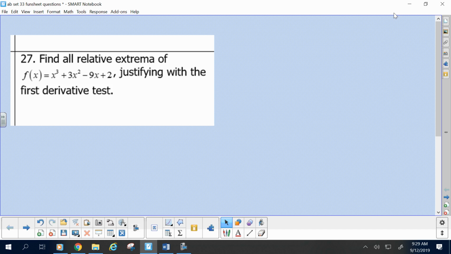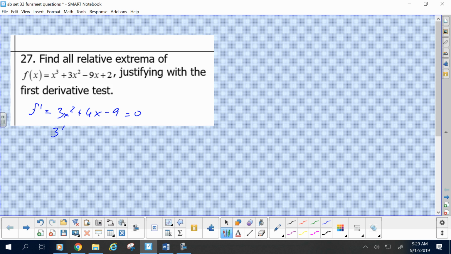Derivative test. I'll try to give you tons of practice. We'll see how it goes. What's the first thing I've got to do? Find the derivative. So f prime is 3x squared plus 6x minus 9. Now what do? Set it equal to 0. 3x squared plus 2x minus 3 equals 0.